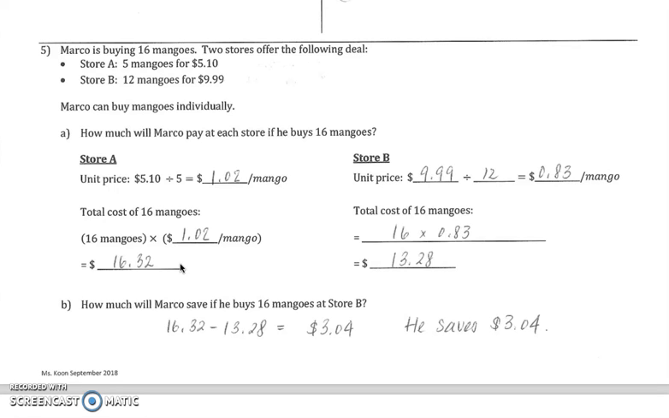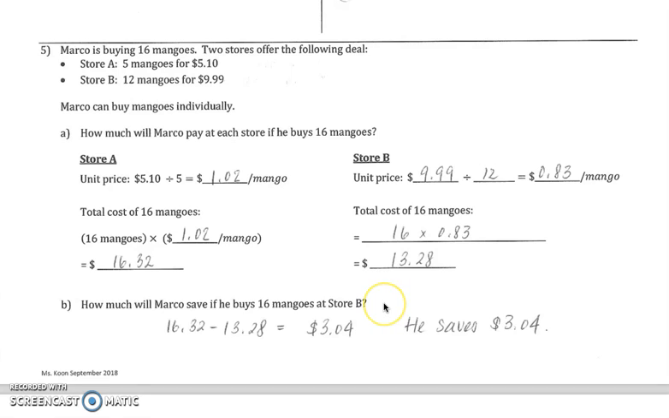$16.32. You follow very similar procedures for store B. Calculate the unit price. So the total amount of money that you pay, divided by the number of mangoes that you buy, works out to 83 cents per mango. And then to calculate the cost of 16 mangoes, multiply that by 16. So you have to pay $13.28 from store B.